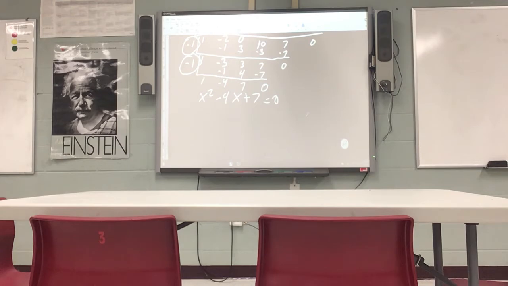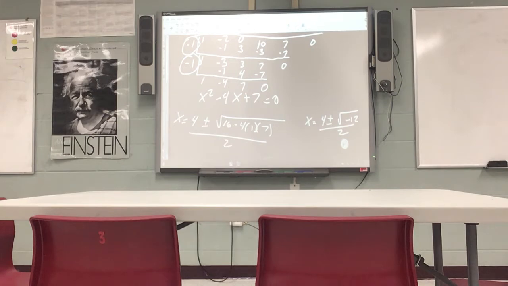Yes, the quadratic formula. Our a is 1, our b is -4, and our c is 7. So x equals -b plus or minus the square root of b squared minus 4ac, all over 2a. So 4 times 7 is 28. So you're looking at 16 minus 28. These are going to be imaginary ones here, aren't they? What is 16 minus 28? -12. So we got x equals 4 plus or minus the square root of -12 all over 2.